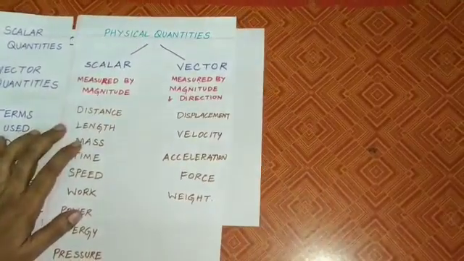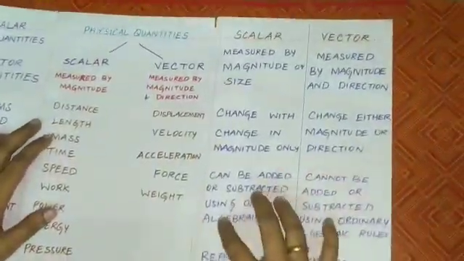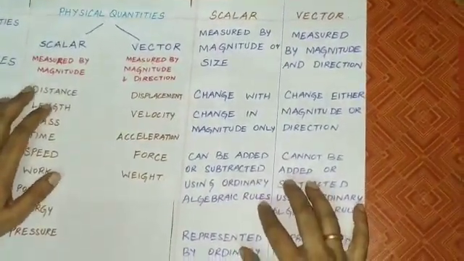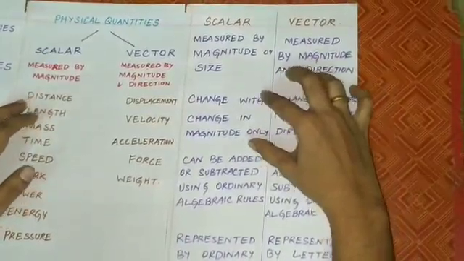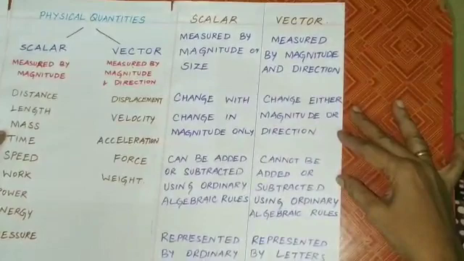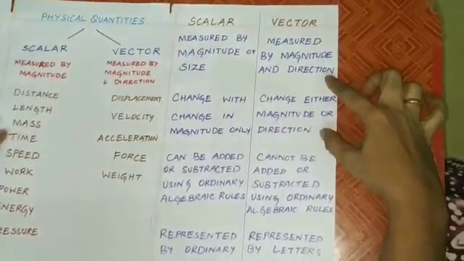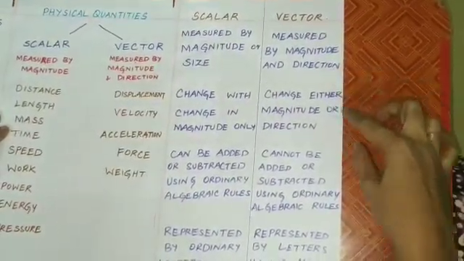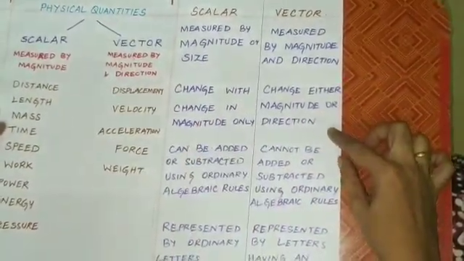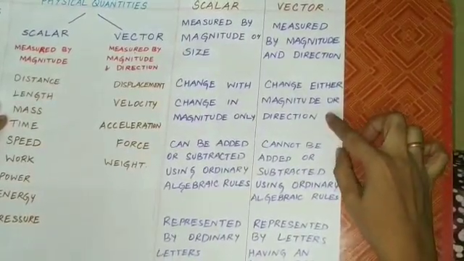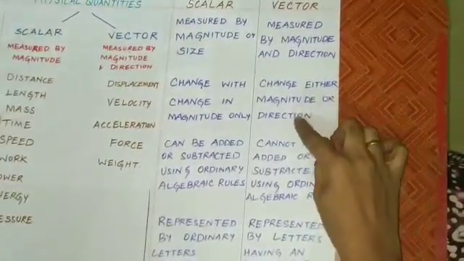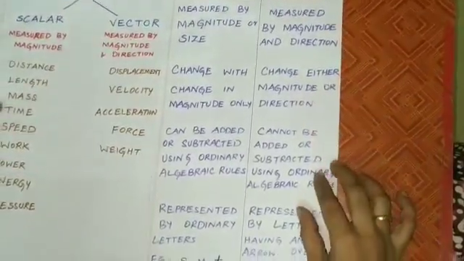Now, let us tabulate the differences between the scalar and the vector quantities. Scalar quantities are measured with the magnitude or its size, and vector quantity is measured by magnitude and direction. Scalar quantities change with the change in magnitude only, whereas vector quantities change with either the change in magnitude or the change in the direction.